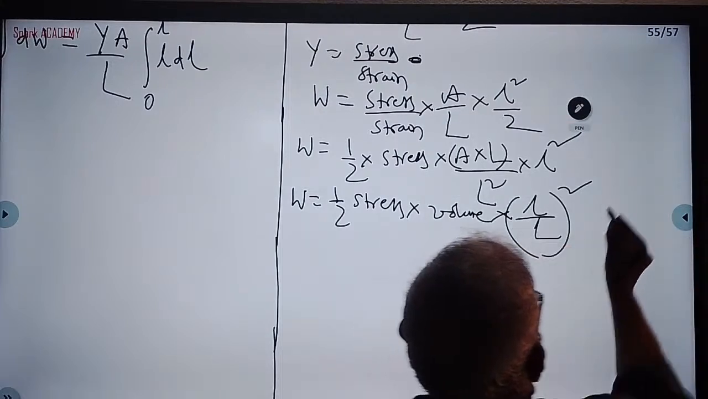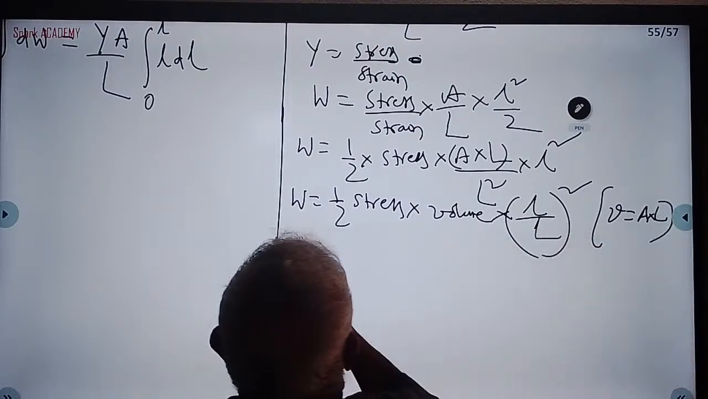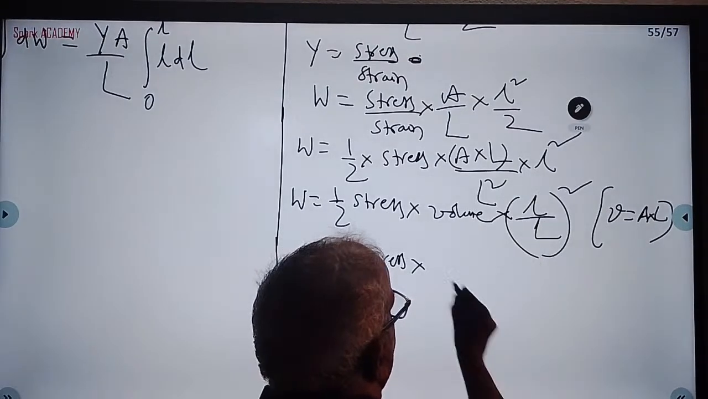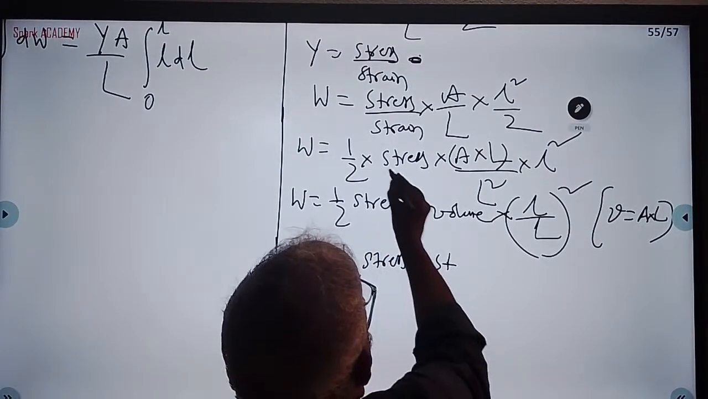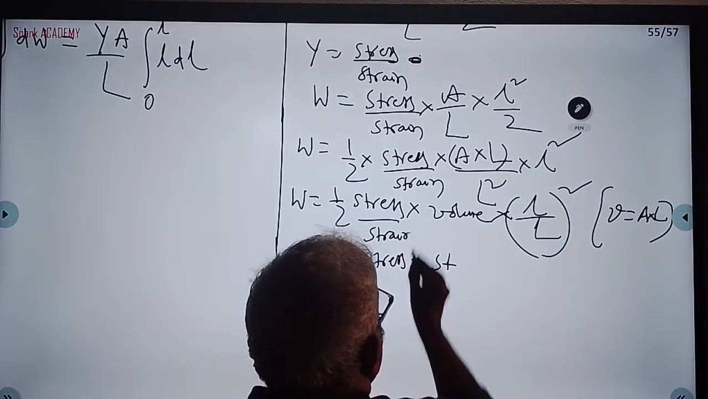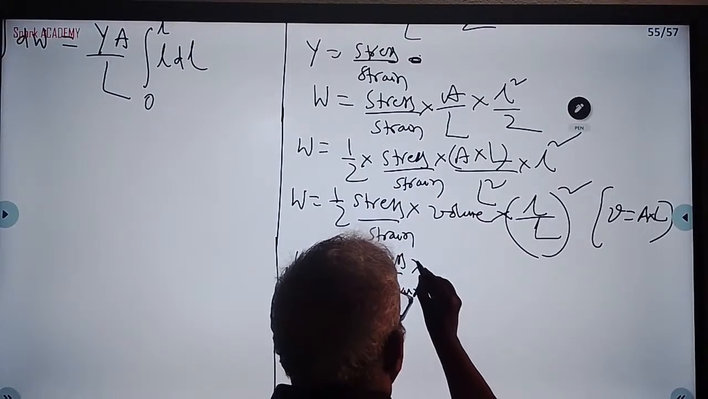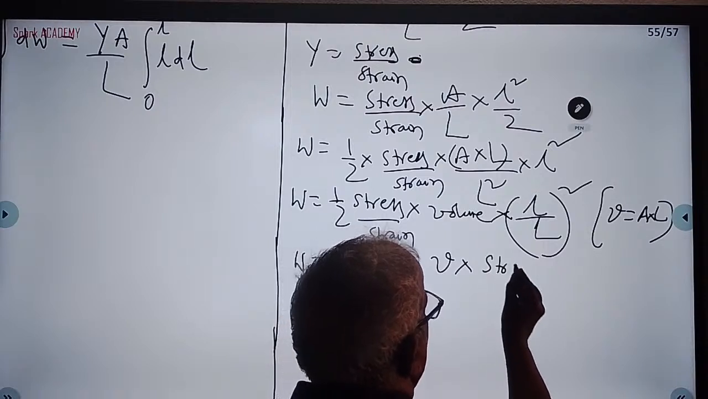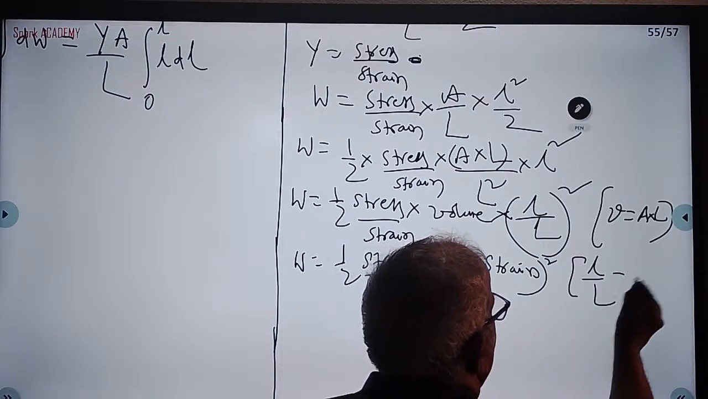So what is volume? Area into length. So W is nothing but half stress into l by L, which is called strain. Here strain is already there. Stress by strain, this is nothing but equal to stress by strain into volume V. This is nothing but strain square. l by L is nothing but strain.